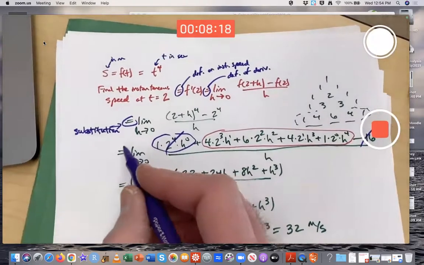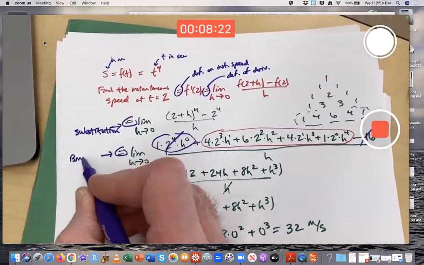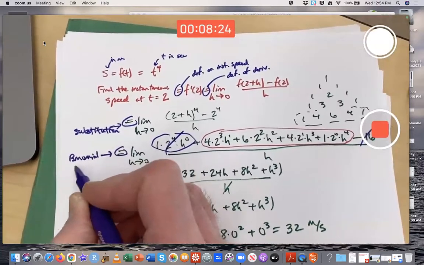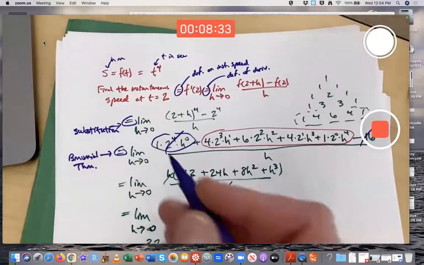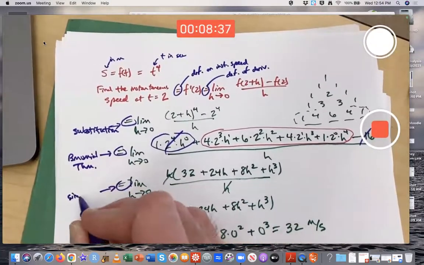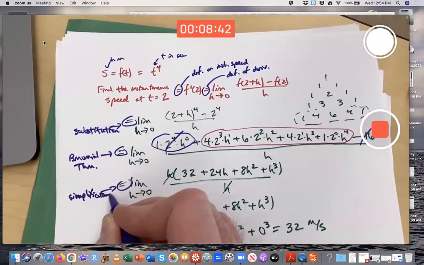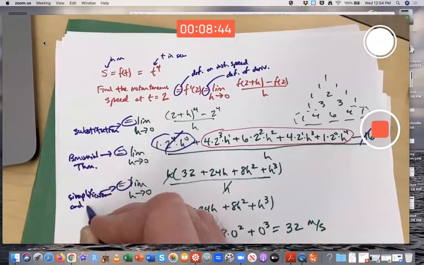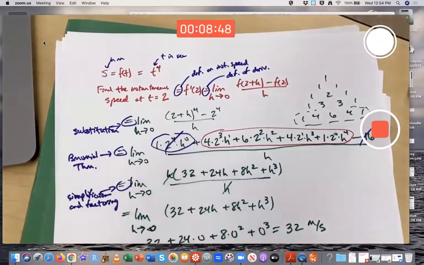This next step, I mean, if you want to get fancy, you could call it the binomial theorem, and I guess I will, binomial theorem. But I'd be fine if you just said expansion or algebra or something like that. This next step is simplification and factoring, you might say. Simplification and factoring. I'd be fine if you just said simplification. You could also just say algebra.